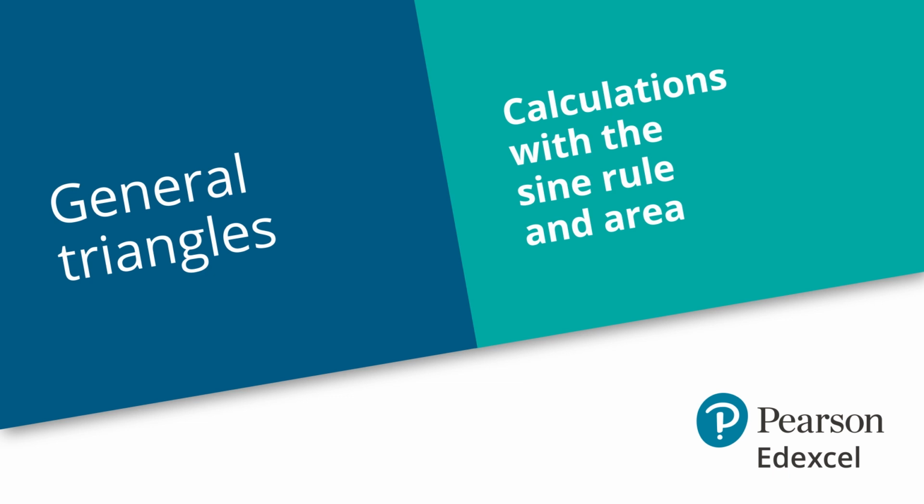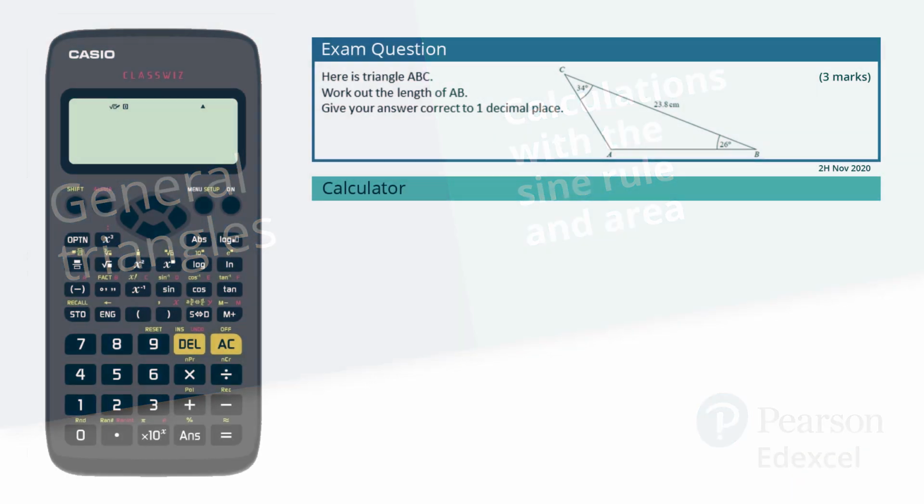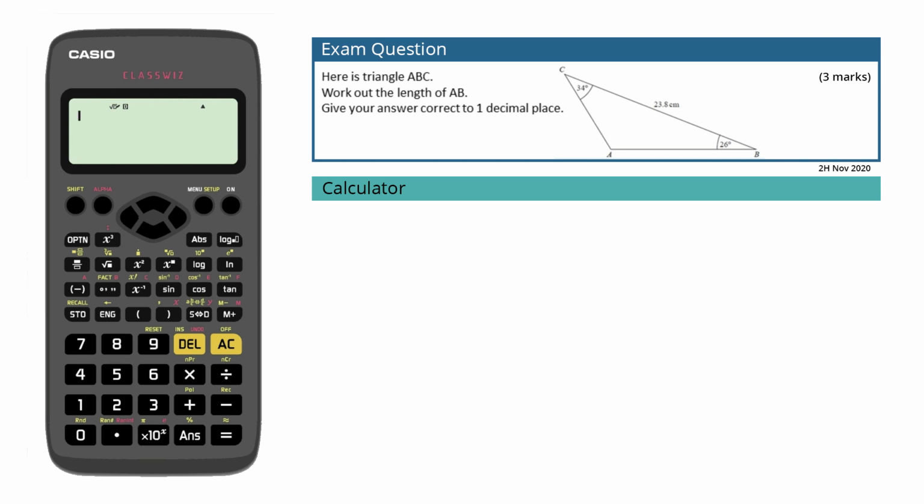The next section is looking at general triangles and calculations with the sine rule and area. The question tells us, here is a triangle ABC. Work out the length of AB. Give your answer correct to 1 decimal place. You can use the sine rule to solve this problem.